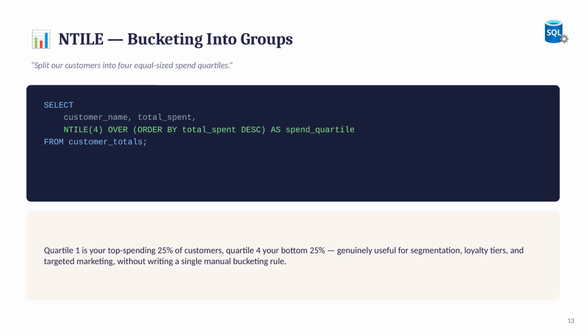One more genuinely useful window function worth knowing: NTILE, for bucketing rows into a set number of equal-sized groups. Split our customers into 4 equal-sized spend quartiles. NTILE of 4, ordered by total spent descending. Quartile 1 becomes your top spending 25% of customers. Quartile 4 your bottom 25%. Genuinely useful for segmentation, loyalty tiers, and targeted marketing campaigns, all without writing a single manual bucketing rule by hand.